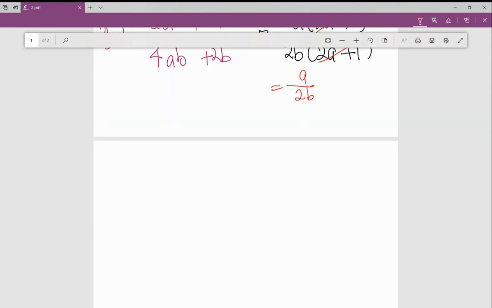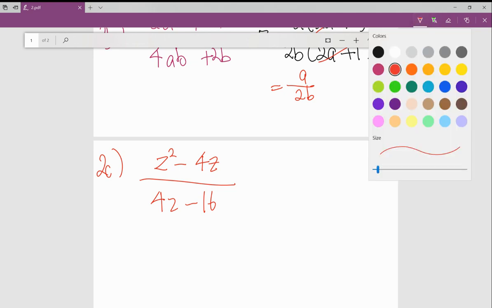I'm going to give you one last question before we proceed with the third type. Let's try z squared minus 4z over 4z minus 16. If you want, you can pause the video and try this question by yourself.